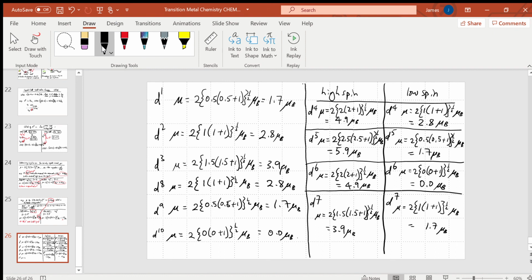So here are all the answers, so you can practice them for yourself. These are crucial, remember, in the CFSE calculation type questions.